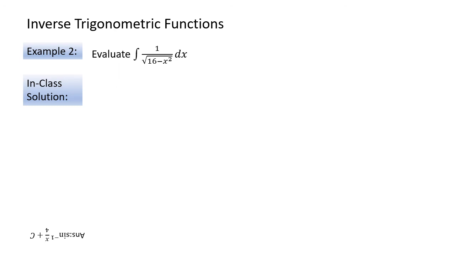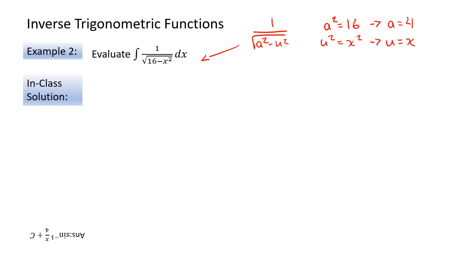The first one is to evaluate the integral of 1 divided by the square root of 16 minus x squared dx. Remember when I talked about the sine function, it was 1 divided by the square root of a squared minus u squared. So it looks oddly similar to that, right? In this case, a squared is equal to 16, so a must be equal to 4. And u squared is equal to x squared, so u is equal to x, just taking the square root of both.